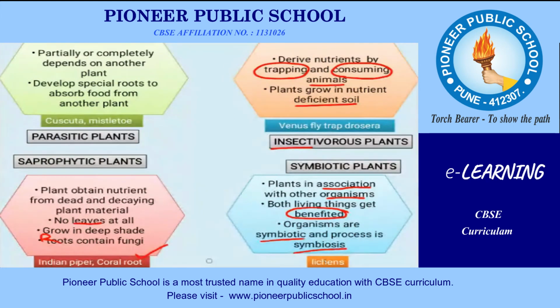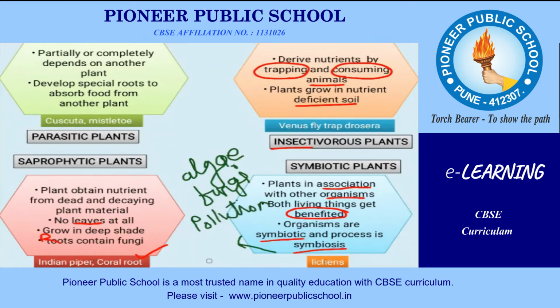These lichens are made up of algae and fungi. These two come together and form an association and live together. These lichens mostly grow in a pollution-free environment. They take time to grow, but when they grow, they live for a very long time.